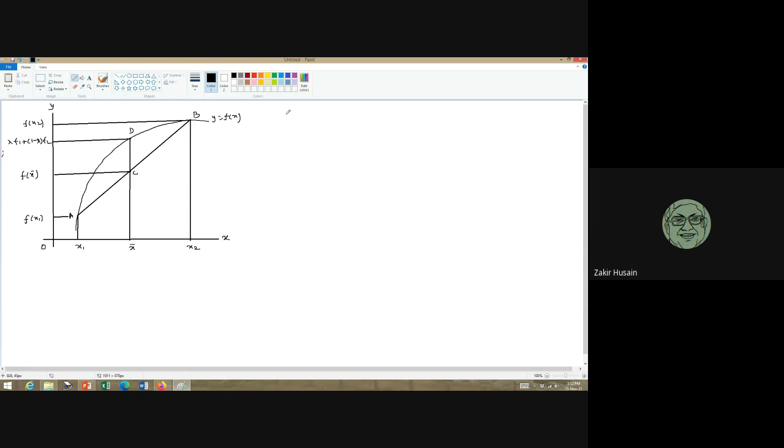Okay, so again we take 2 points, x1 and x2, and find out the functional value. The functional values are y1 is f of x1, y2 is f of x2. Yes, please. So is this for concave? Yeah, this is concave. Yes, sir.